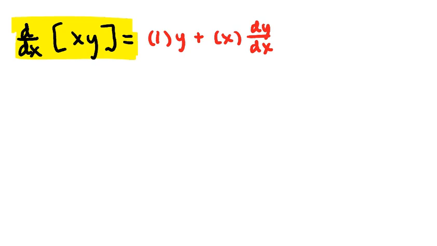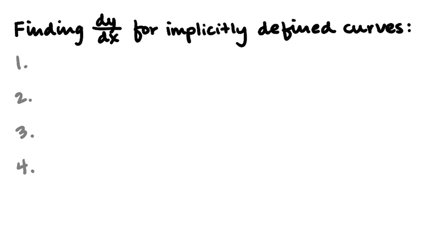All right, so we've taken the derivative of expressions, but not really equations. And at the beginning, I promised you we were going to look at implicitly defined curves and find their slopes. So we need an equation for a curve. And there's a set of steps for finding dy/dx on implicitly defined curves. The first step is to take the derivative of both sides of the equation with respect to x.